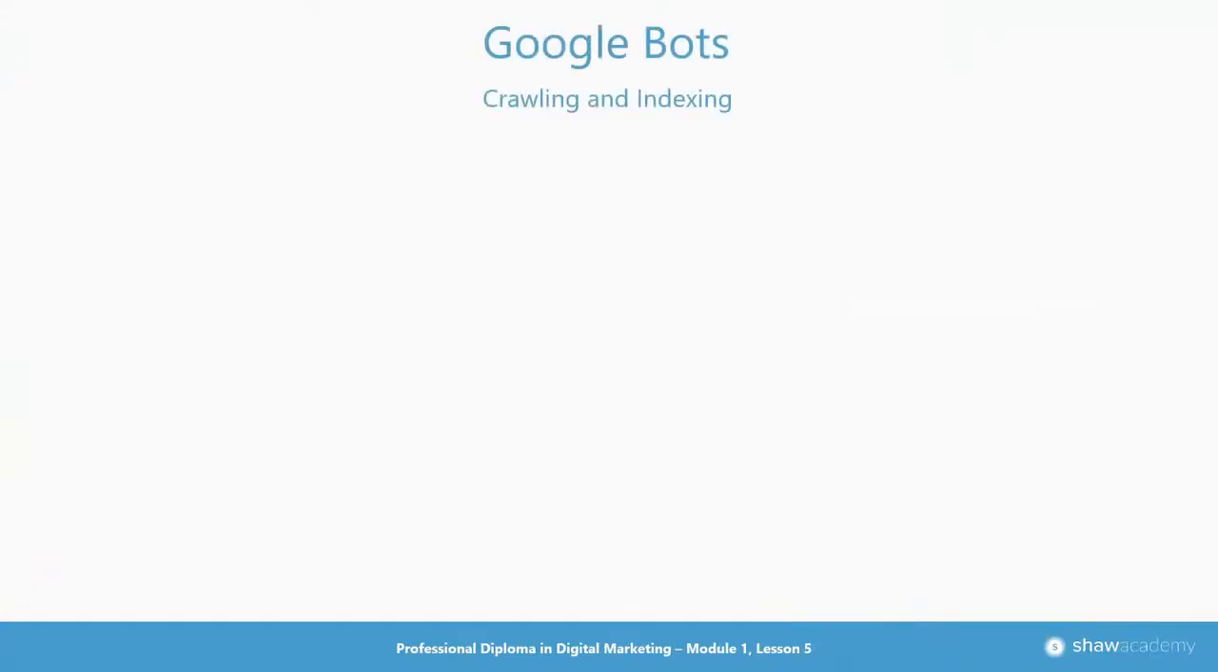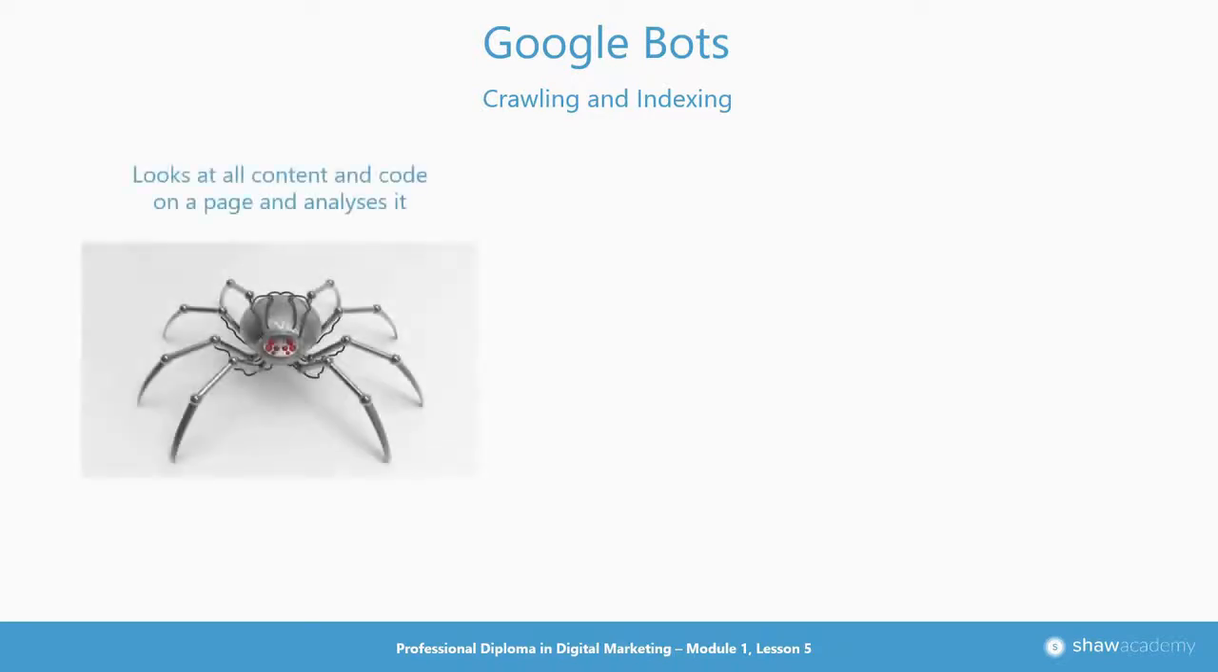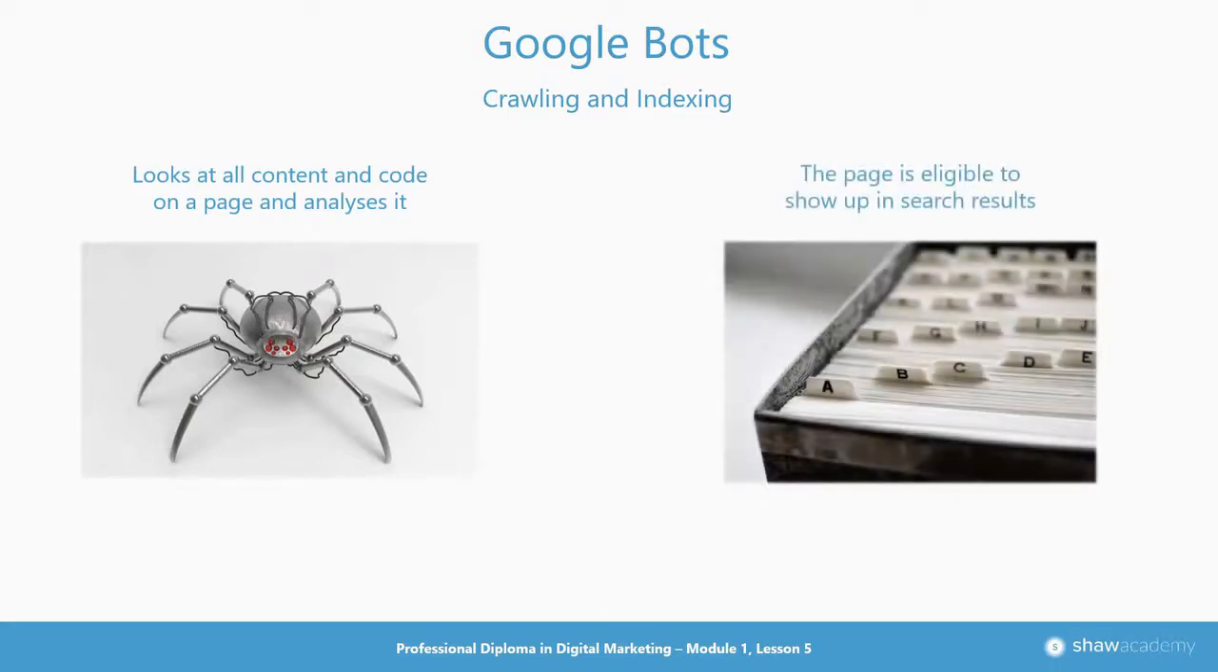So what are Google bots and what do they do? A bot is really a program that can interact with different systems. So the Google bots crawl and index the internet, of which your site is a part. Crawling is when the bot looks at all the content and code on all your pages and analyzes it. Indexing is seeing if the page is eligible to show up in search results.